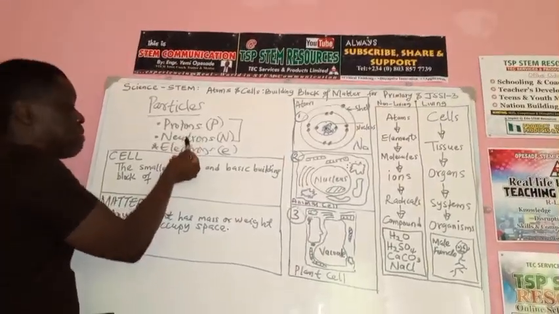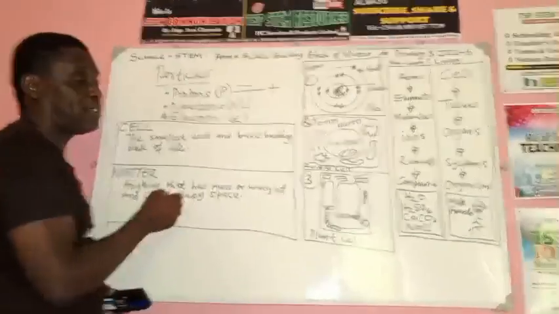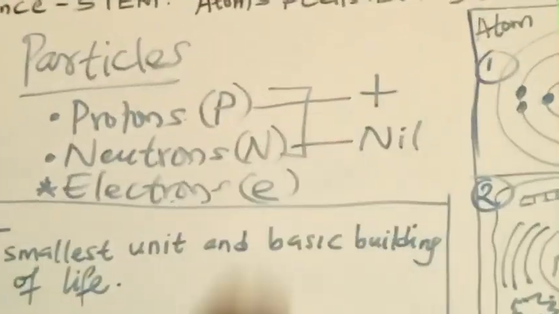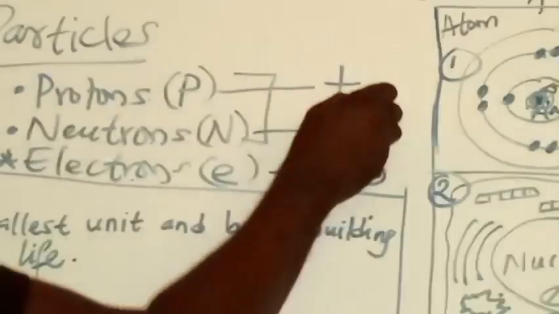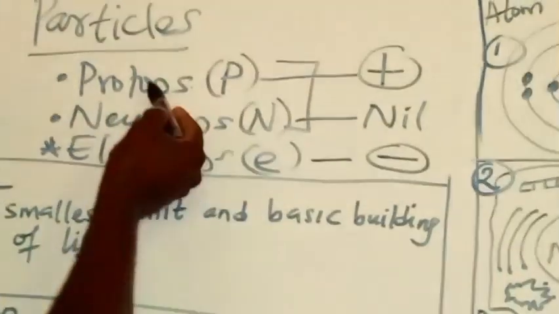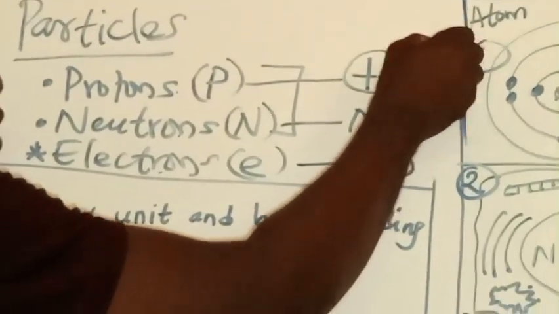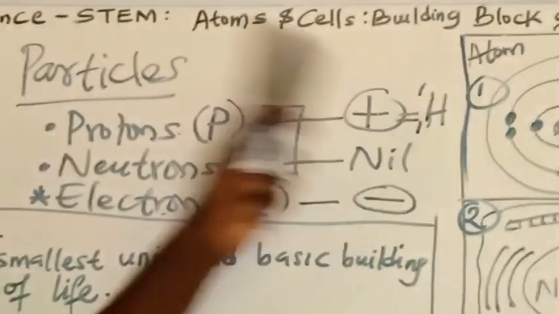Now, these particles carry charges. Protons are positively charged. Take note of that. Neutron, from the word neutral, doesn't have any charge. Nil. It doesn't have any charge, okay? Then the electrons are negatively charged. Protons are positively charged. Electrons are negatively charged. Now, these protons resemble the atom of hydrogen. Hydrogen 1.